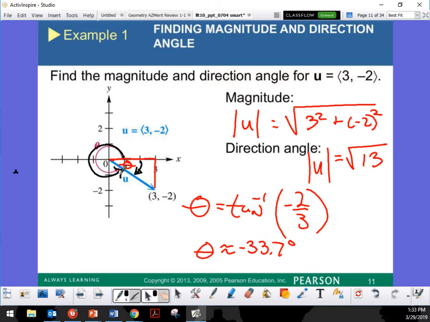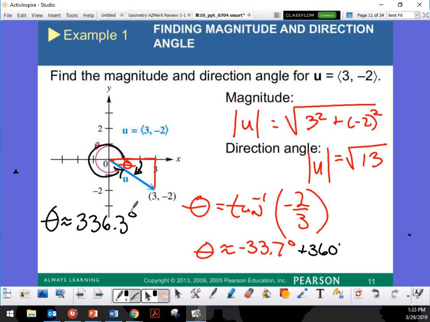At 360. I want coterminal, don't I? So if I start off with a negative, I need to add 360 because I want coterminal. I want it all the way around this way, so that's plus 360. We get theta equals 336. It's not too bad, right?